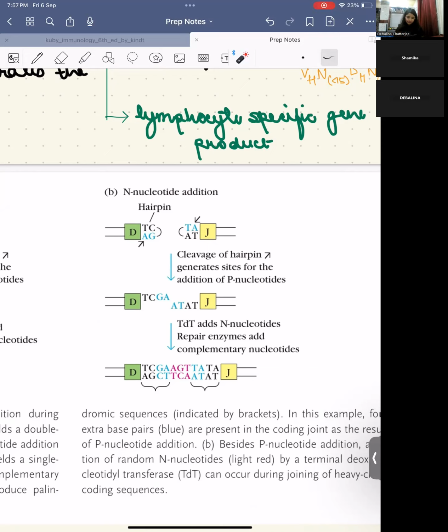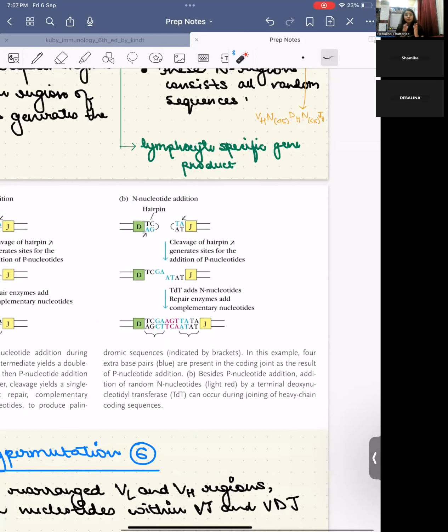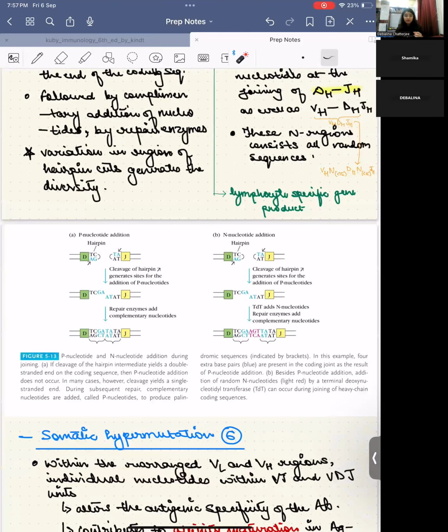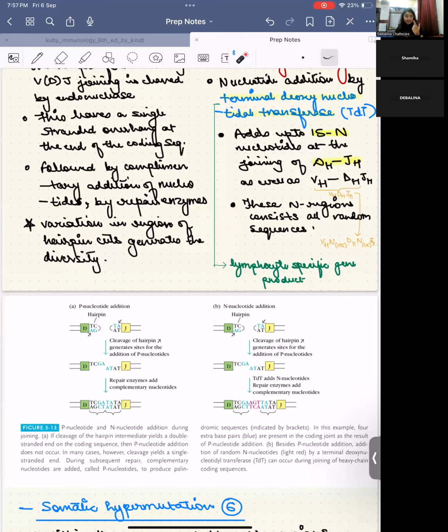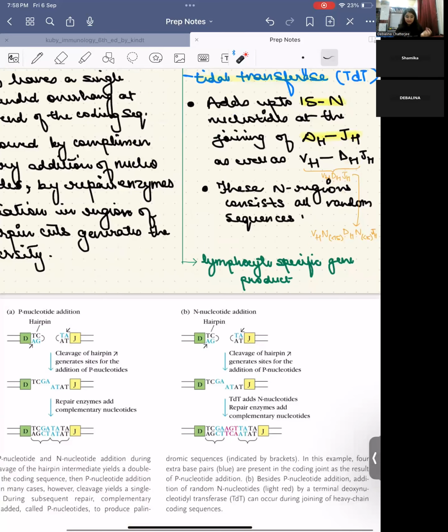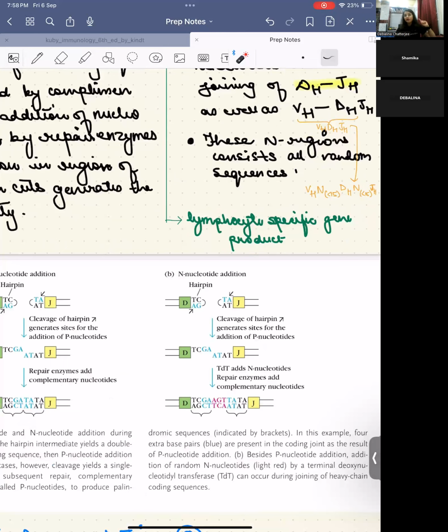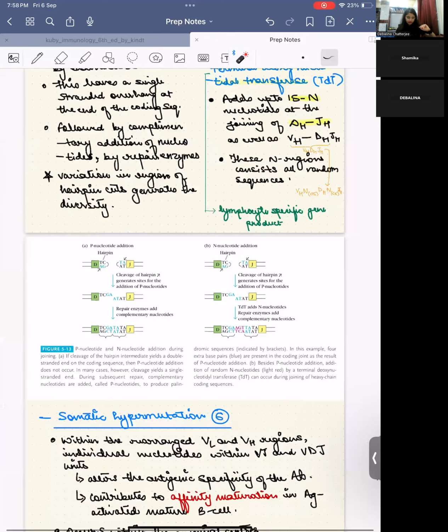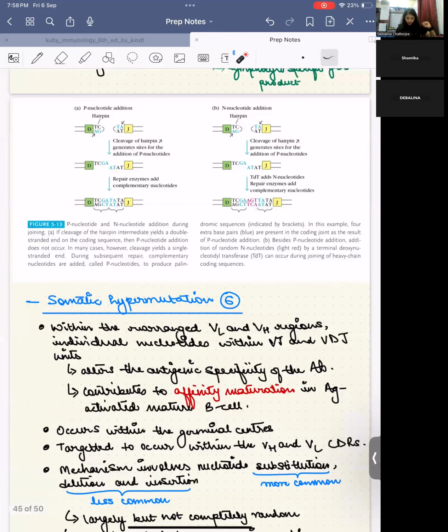Ultimately, after N addition, we will have so many different H chains coming up just because we have 15 nucleotides that can be added by this TdT enzyme. TdT is also a lymphocyte specific gene product like RAG1 and RAG2. It is only present inside the lymphocytes, right? So these are the mechanisms, and the last that comes into the picture is somatic hypermutation.